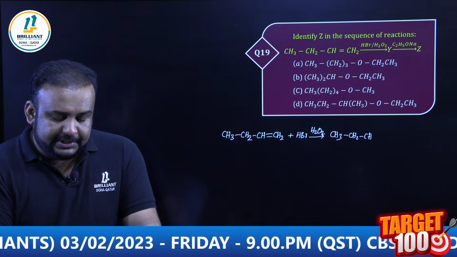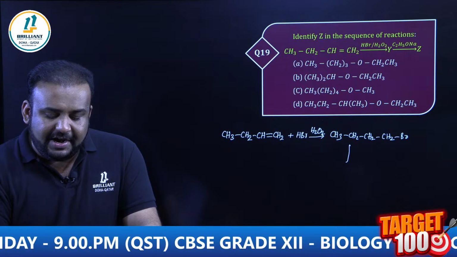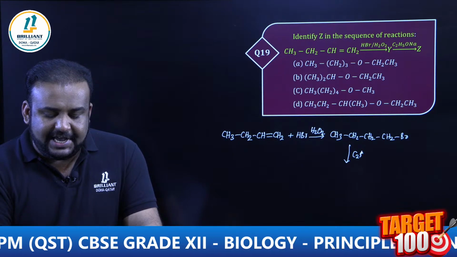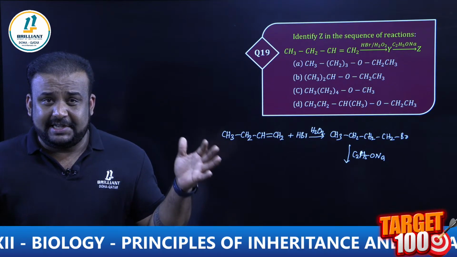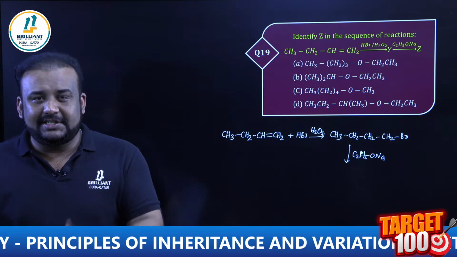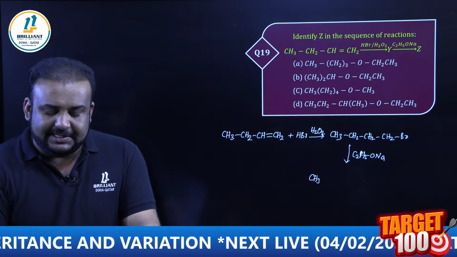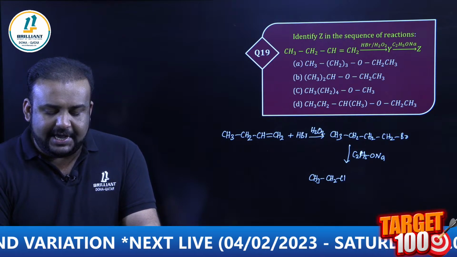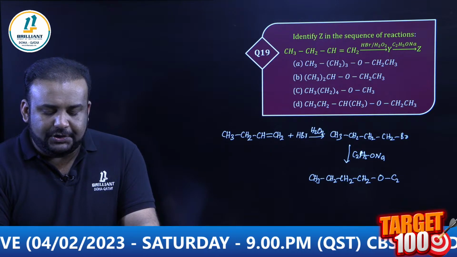CH3CH2CH2CH2Br. And what are we treating it with? We are treating it with C2H5ONa. You see, it's a primary halide and it's a sodium alkoxide. So you're going to witness Williamson's ether synthesis here. So you'll get CH3CH2CH2CH2OC2H5.